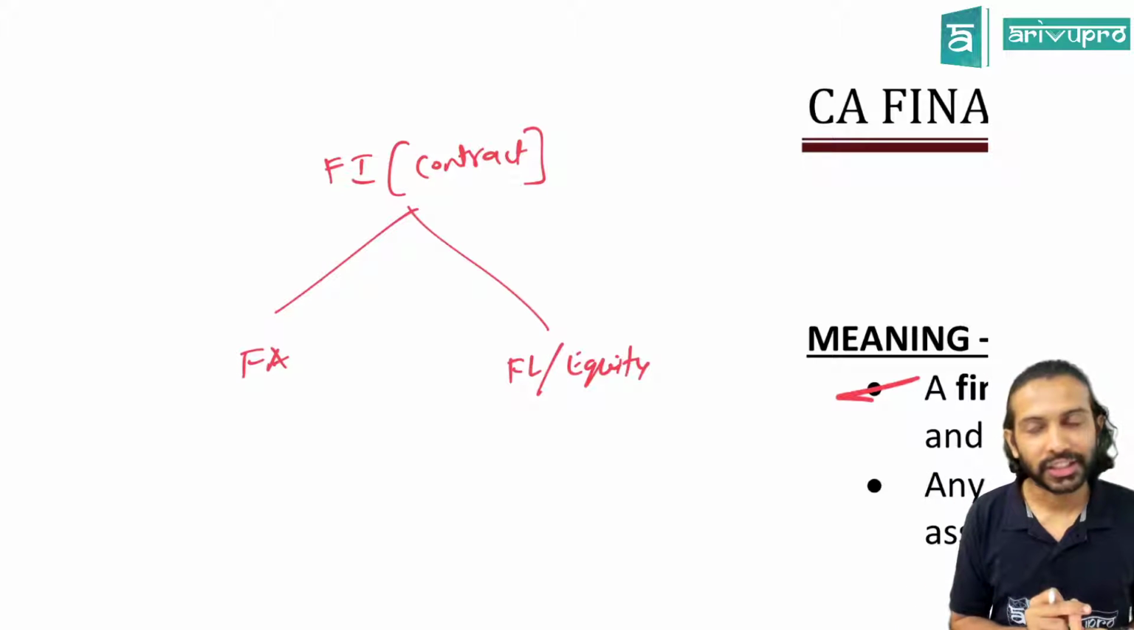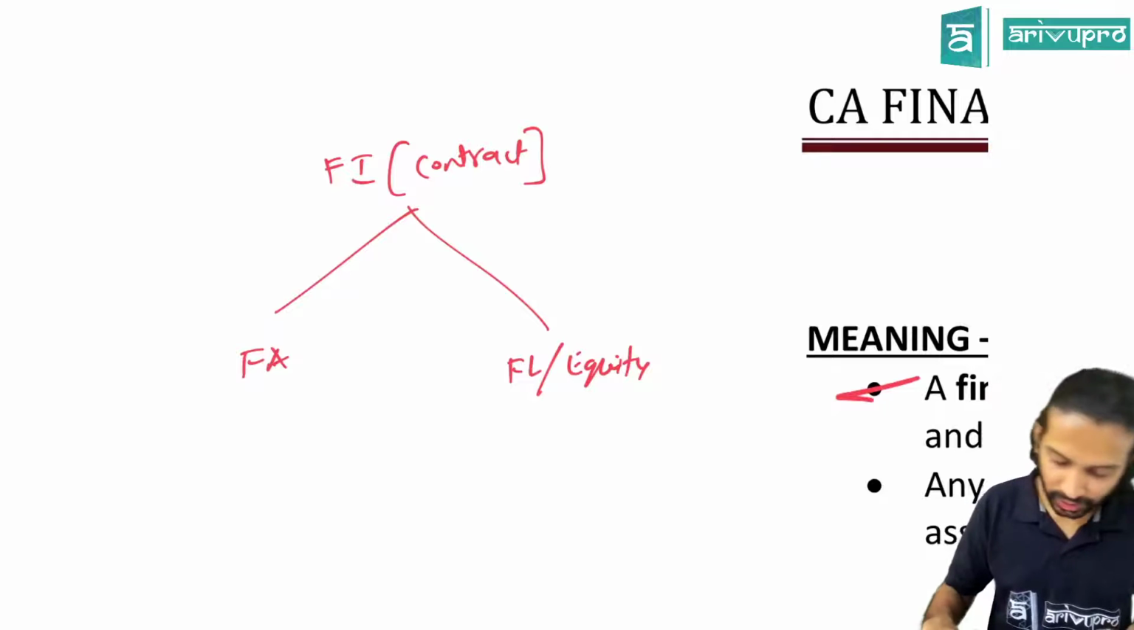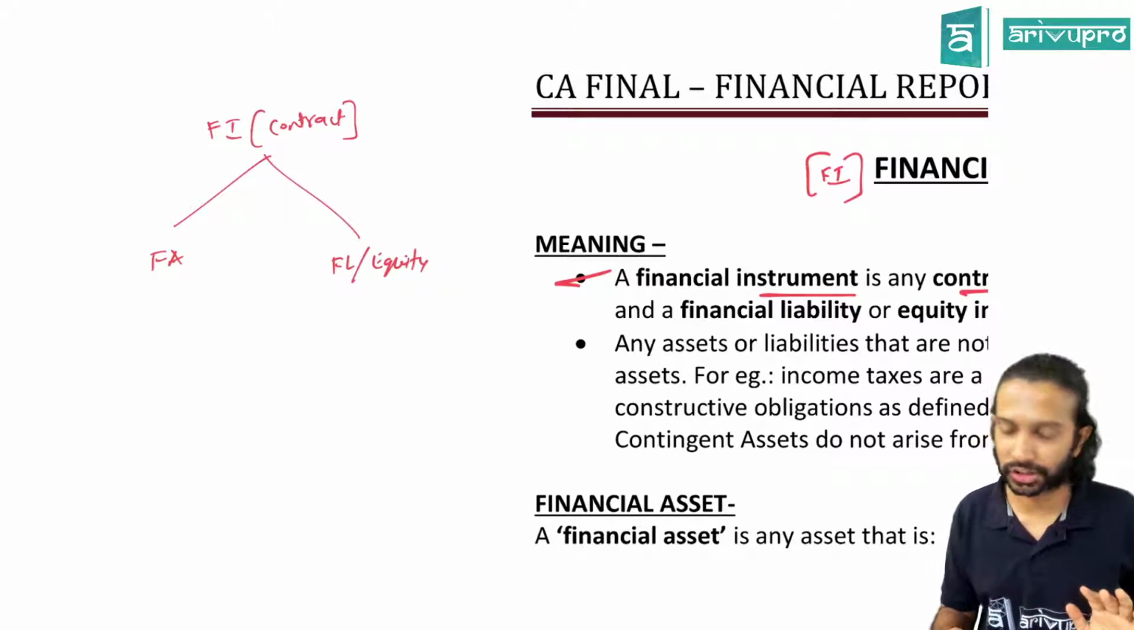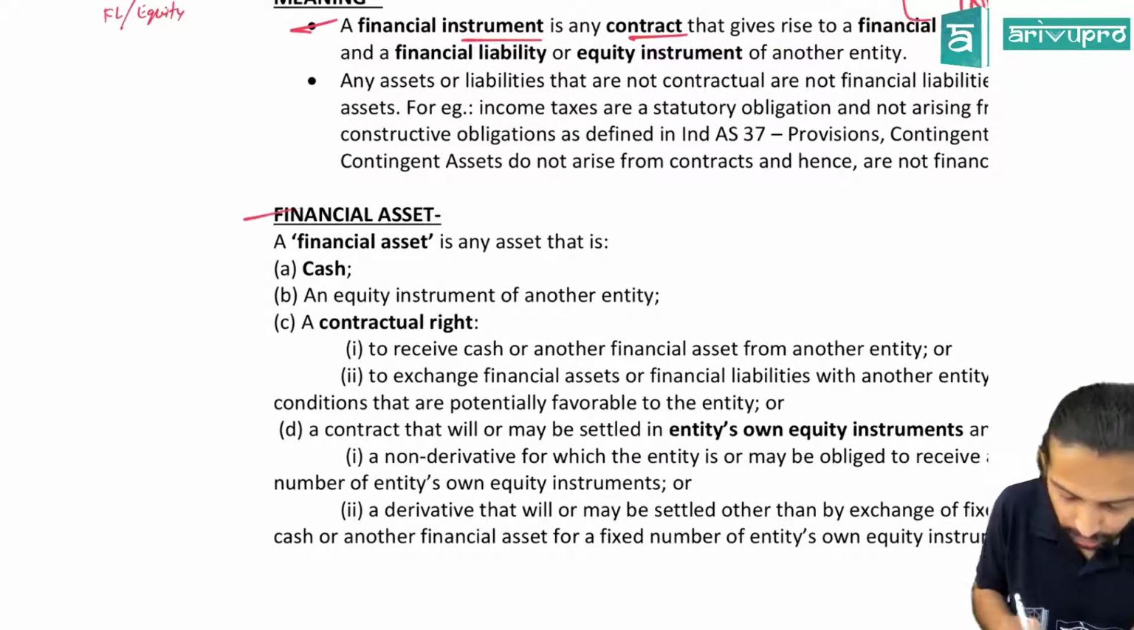What is financial asset? What is financial liability? What is equity? Yes or no? So that means we will study the meaning of this again and then we'll come back to the definition of financial instrument. Are we fine? Okay, so we'll put the second point on hold. Now we'll go to the meaning of financial asset.